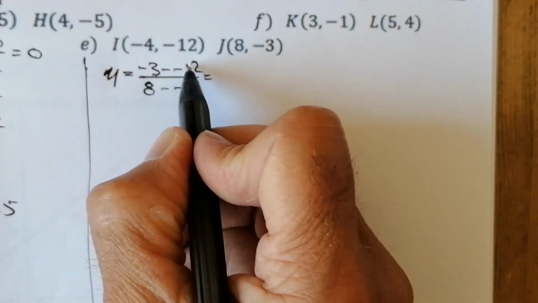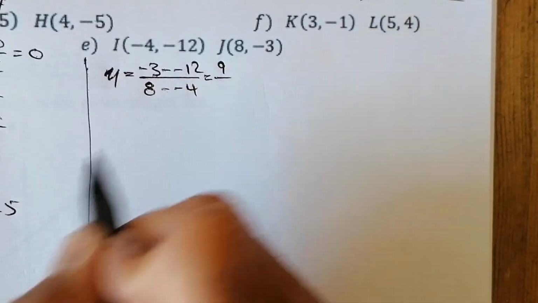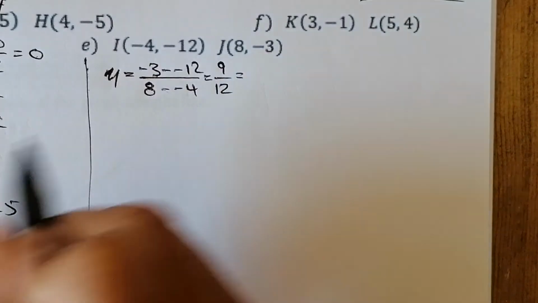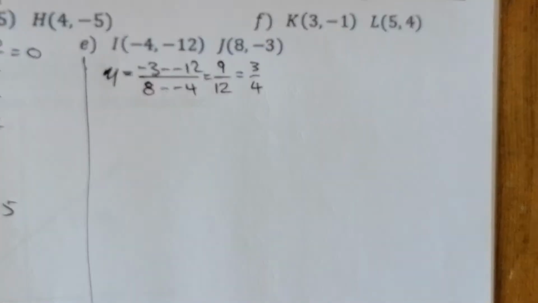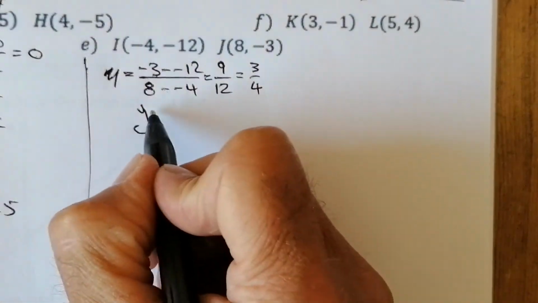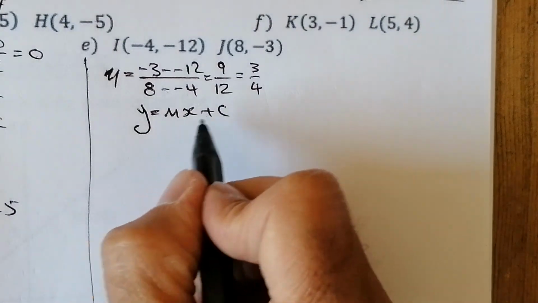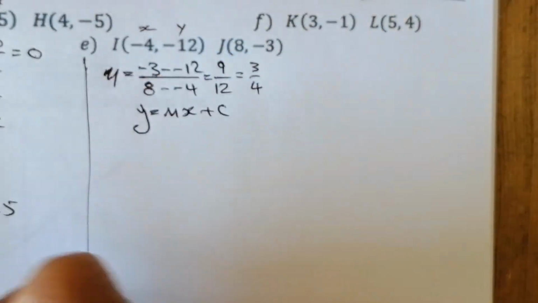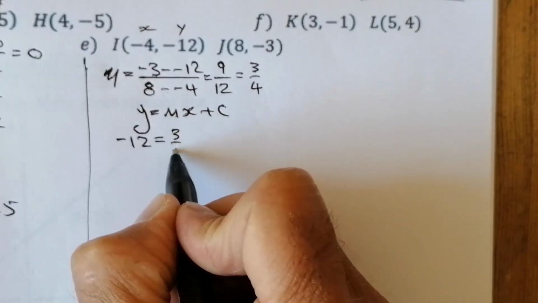So that's minus 3 plus 12, that's going to give me 9 on the top. 8 plus 4, well, that's going to give me 12 on the bottom. I can divide top and bottom by 3 and get 3 over 4. So that's my gradient, 3/4. I'll substitute that into this equation that we're going to be using, and let's go for it. This is my x value, this is my y. So minus 12 is equal to my gradient, which is 3/4.